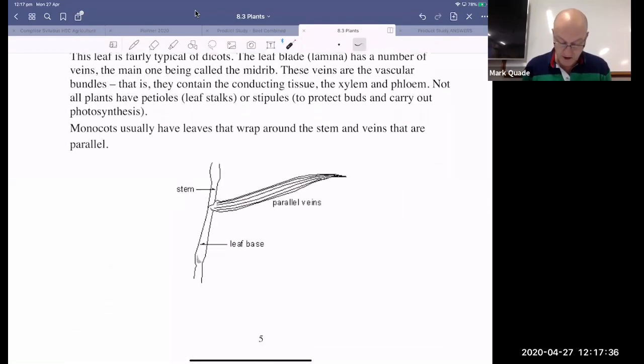Now, this is a diagram of a monocot leaf. Now, we can tell the difference between monocot leaves and dicot. Monocots have these parallel leaf veins, so they don't run into each other, they run parallel up the leaf. Now, they don't have petioles either. We can see this bit here on our diagram. The leaf actually wraps around the stem. Okay, so the stem itself is providing support for the leaf that has grown from this nodal area here.